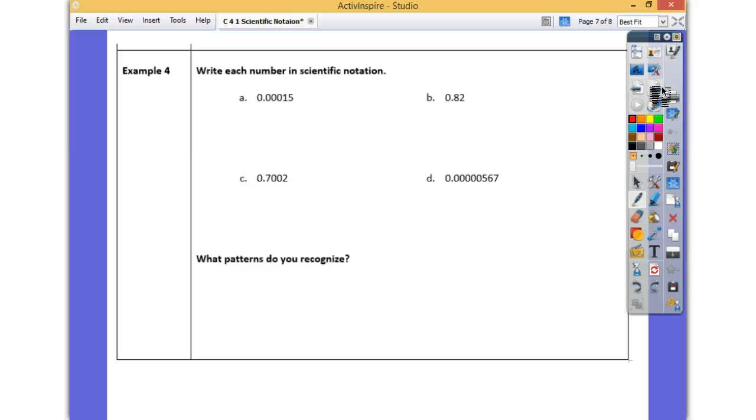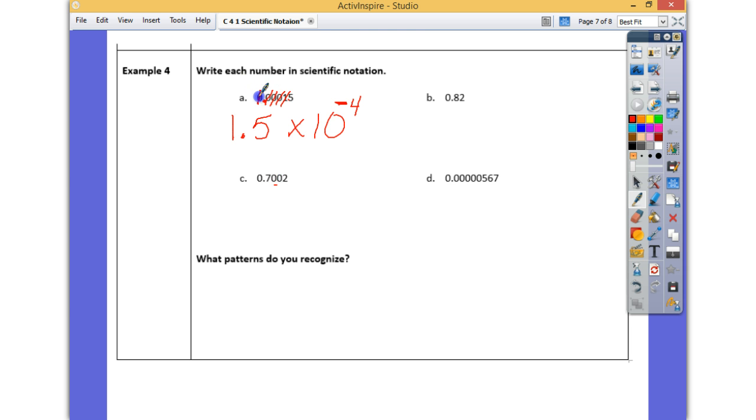Now we're going to do the opposite. We're not going to do the positive exponents. We're going to do the negative exponents. Notice these are all decimal numbers, less than 1. Where would I have to move this decimal to make a number greater than or equal to 1 but less than 10? Between the 1 and 5. Yep, right here between the 1 and the 5. So I have 1.5 times 10 to the, how many times did we move it? 1, 2, 3, 4, but negative 4, right, it's a negative 4 because this is a decimal number.